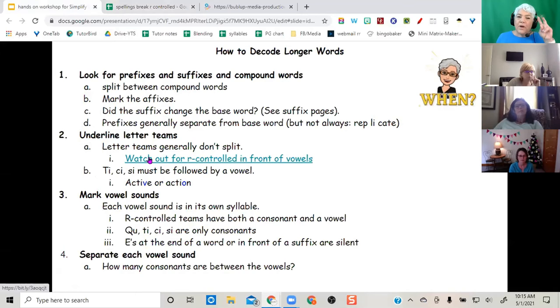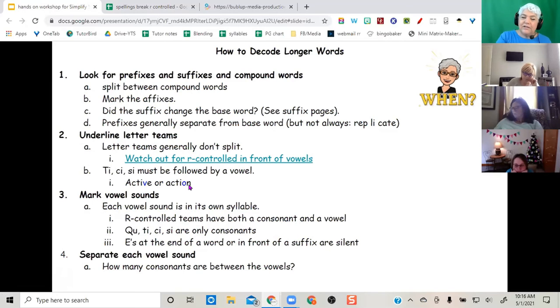Okay. We want to try to link our letter teams together so we don't split them up. The TI, CI, and SI are only a letter team if they're followed by a vowel. Like if in the word active, I see a TI here, but is that a sh? It's not a sh because I can't say shiv. So the TI, CI, or SI can only use the Latin sound if the next letter is a vowel. Because I can't say sh, but I can say shun.